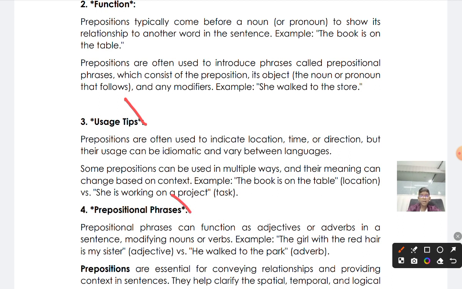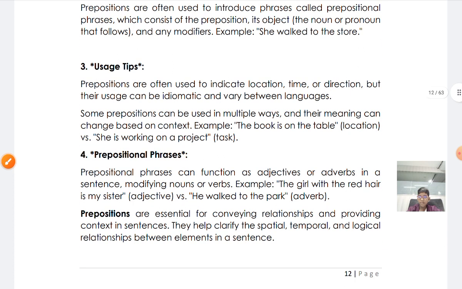So next we are going to look at prepositional phrases. Prepositional phrases can function as adjectives or adverbs in a sentence, modifying nouns or verbs. Example, the girl with the red hair is my sister. It's an adjective. Versus, he walked to the park. It's an adverb. He walked, modifying the verb.